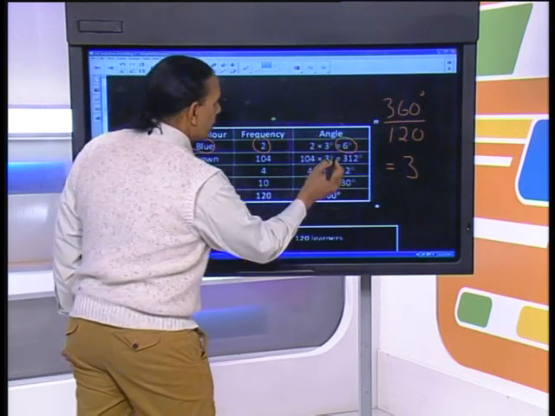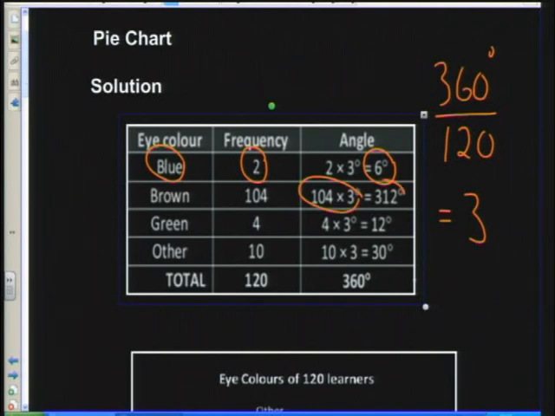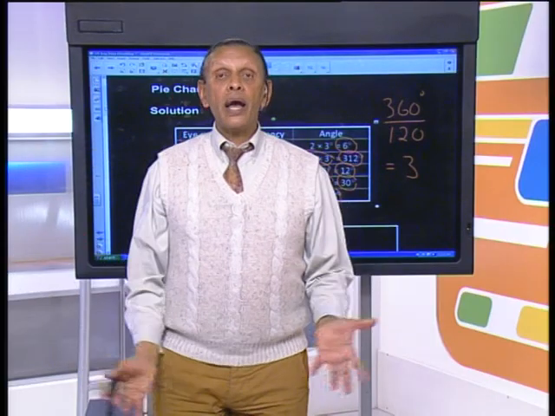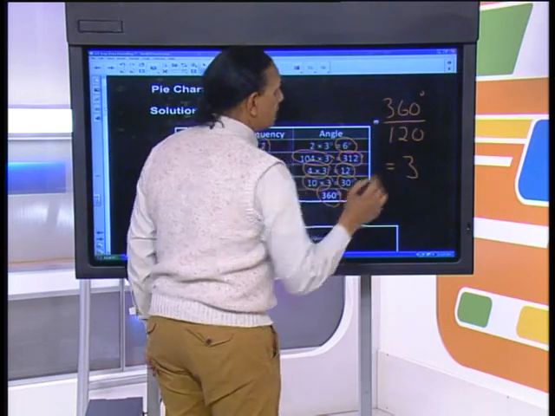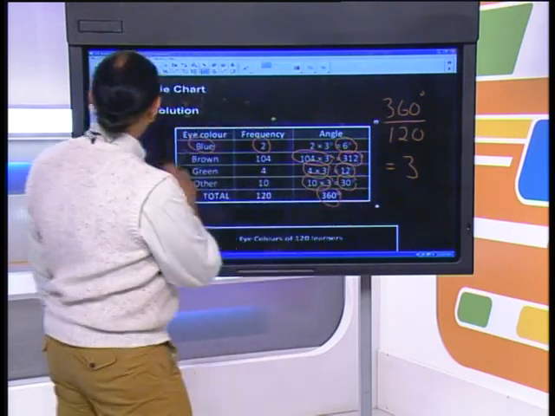So there you are. 3 times 104 is 312. 3 times 4 is 12. 3 times 10 is 30. And 3 times 120 is 360. Right, so there you are. There's your calculations. It's not clear now. 360 divided by 120 gives you 3.